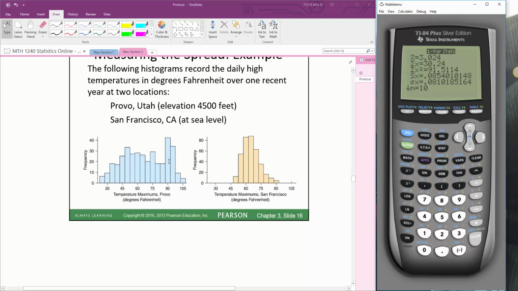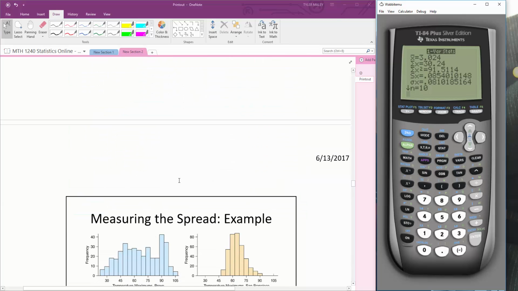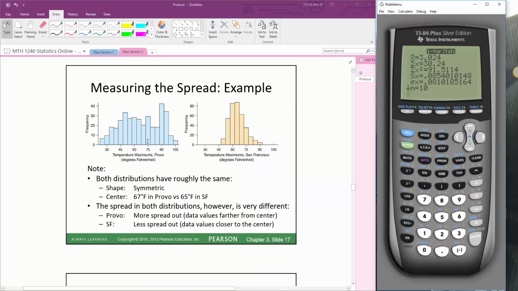So it's a little different. So we want to look at these two histograms, right? And on the next slide, we have these listed here still, right? The same histograms.